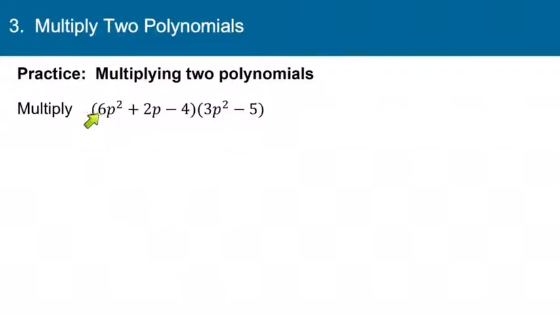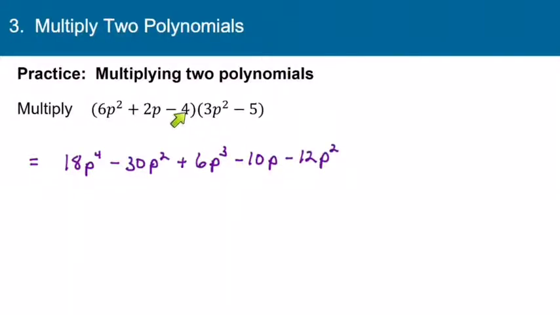So first I'm going to distribute 6p squared into this second set of parentheses. So 6p squared times 3p squared gives us 18p to the fourth. And then 6p squared times negative 5 gives us minus 30p squared. Now I'll distribute the 2p. 2p times 3p squared gives us 6p to the third. And 2p times minus 5 gives us minus 10p. Now distributing the minus 4, we get minus 12p squared. And then negative 4 times negative 5 gives us positive 20.